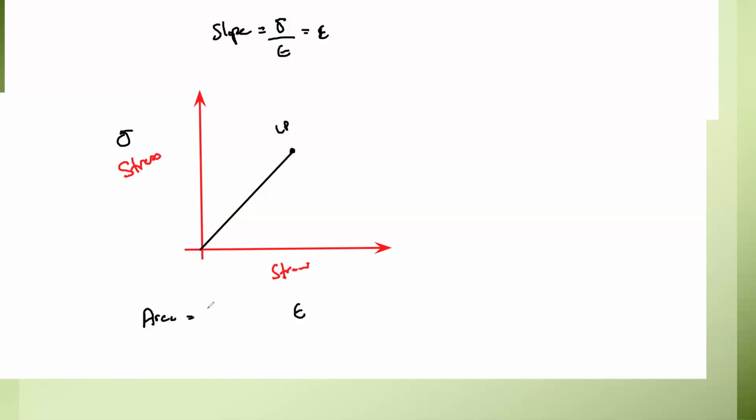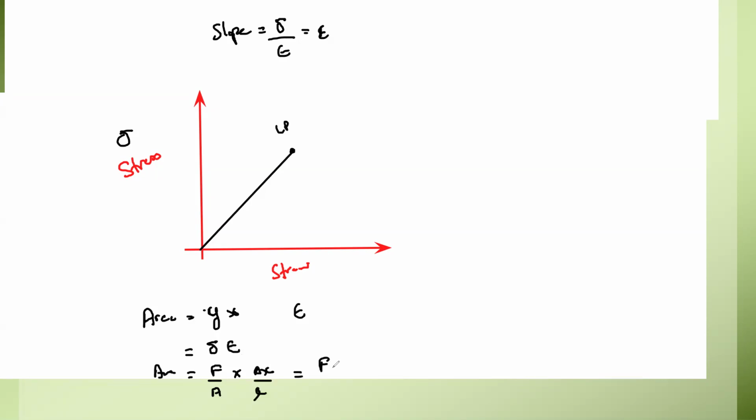Area of the graph is a quantity on the y-axis multiplied by a quantity on the x-axis. So on the y-axis we have stress, on the x-axis we have strain. What is stress? Stress is force acting on unit area. And what is strain? It's the change in length over the original length.